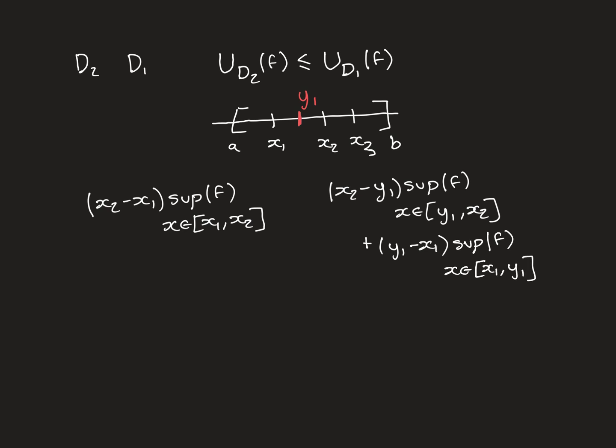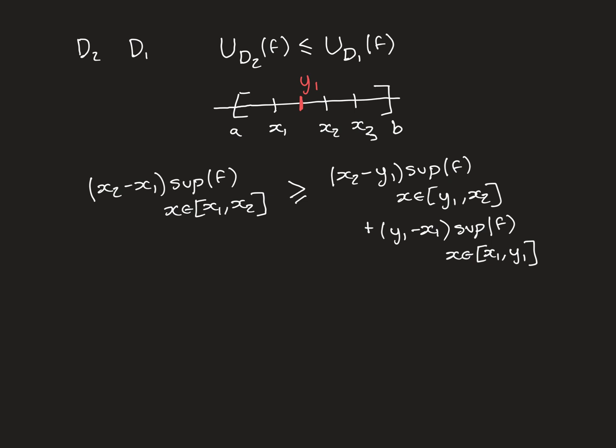So let's just check that that's correct. We've got y1 minus x1, which is this length here, times the supremum of the values of f over that correct interval from x1 to y1. And here we've got x2 minus y1, which is this length, times the supremum of all values of f over that correct interval y1 to x2. And it is going to be the case that this bit here is less than or equal to this bit. The reason, of course, is that these suprema are guaranteed to be less than or equal to this one.